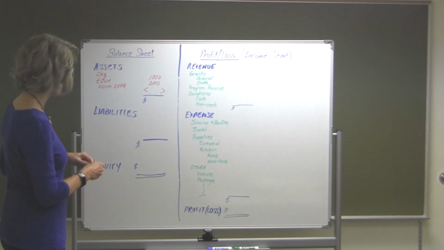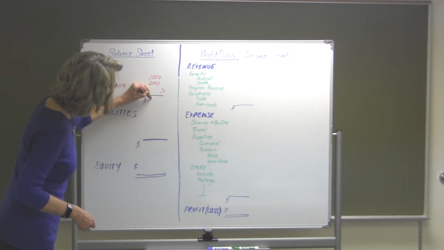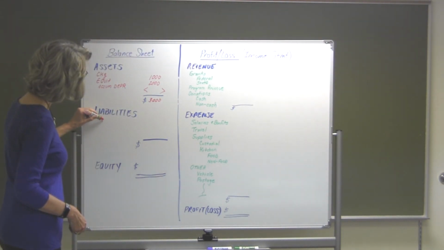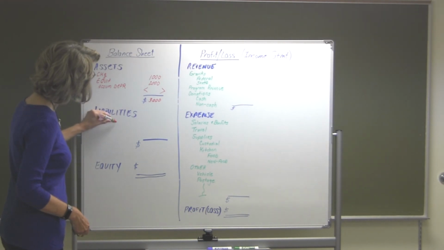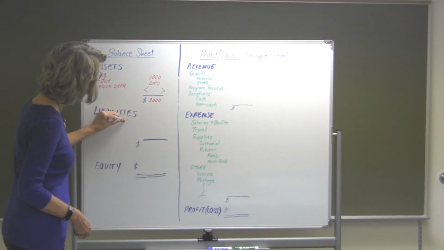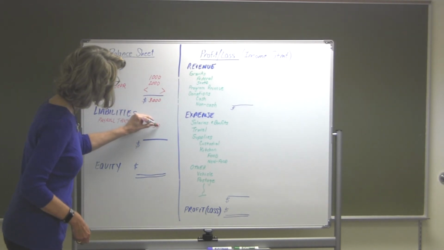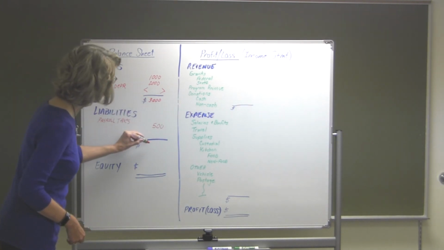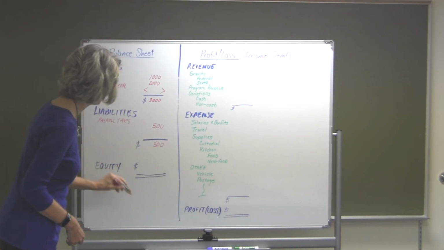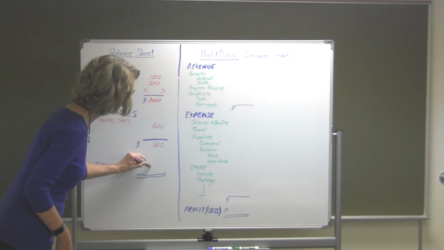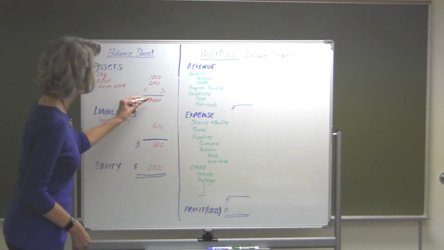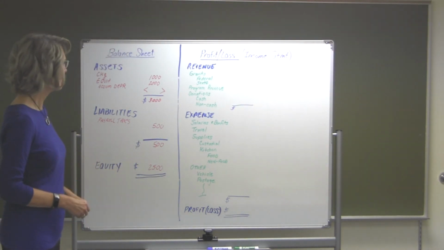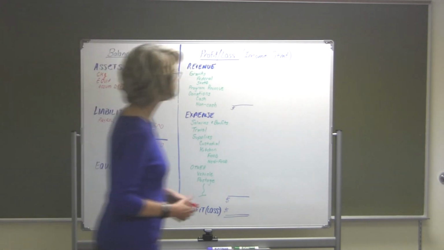In this example, you'd have $3,000 in assets, and then your liabilities might be, let's just say, payroll taxes. You've incurred payroll taxes, you've not yet paid them, and so you have a liability of $500 in payroll taxes. So you have $3,000 in assets, you have $500 in liabilities. Your equity in this organization is $2,500. Assets minus liabilities equals equity. Those are the basic sections of your balance sheet and how it works.